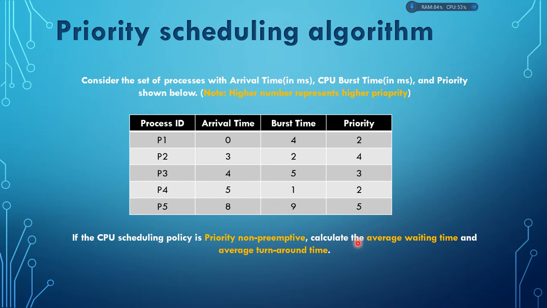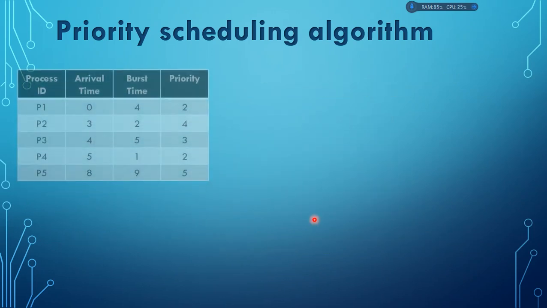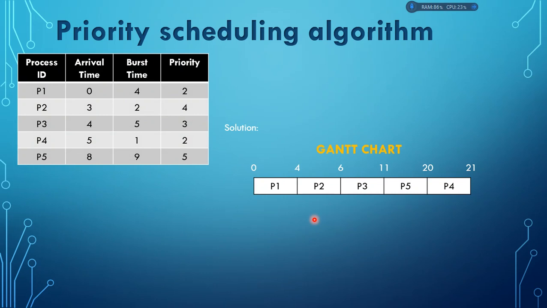So our main objective here is the average waiting time and the average turnaround time. How do we compute them? First, let us copy the table, and then here's the solution. We need to create the Gantt chart.